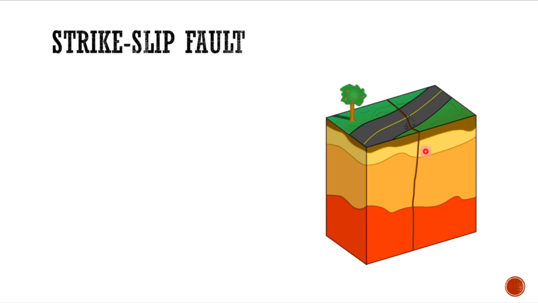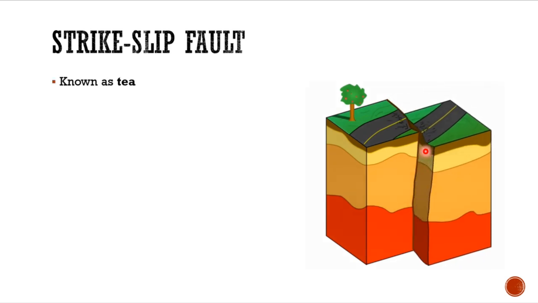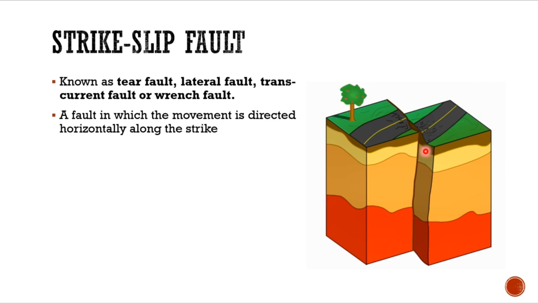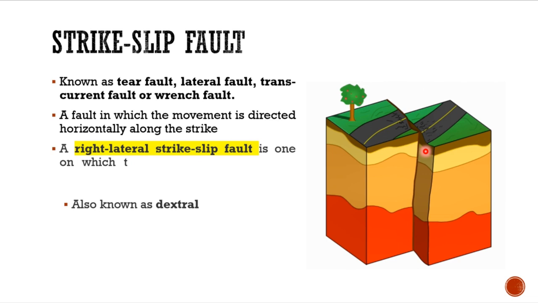Then the second major classification of fault on the basis of direction is strike-slip fault. It is otherwise known as tear fault or lateral fault or transcurrent fault or range fault. It is a fault in which the movement is directed horizontally along the strike. It is classified into two, right lateral and left lateral.